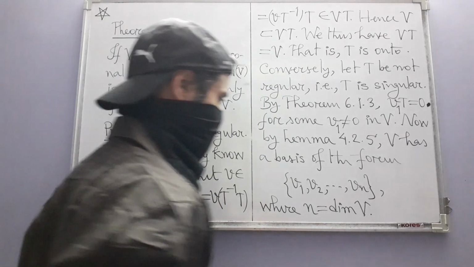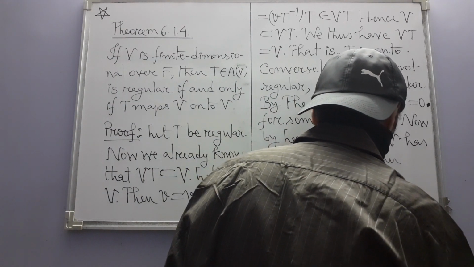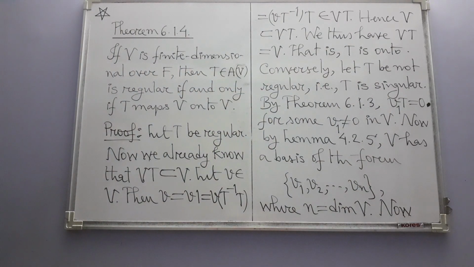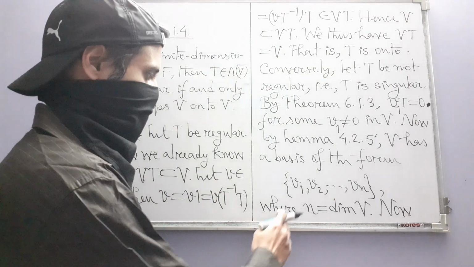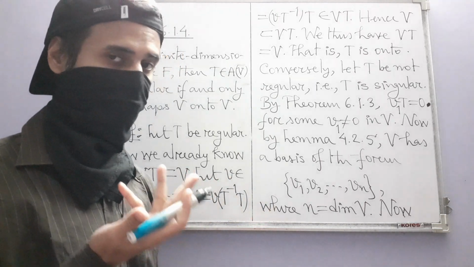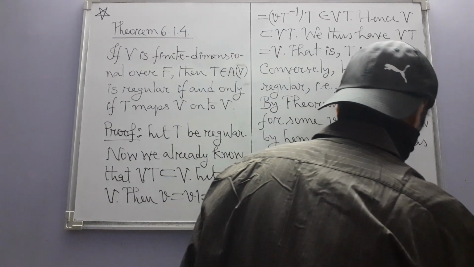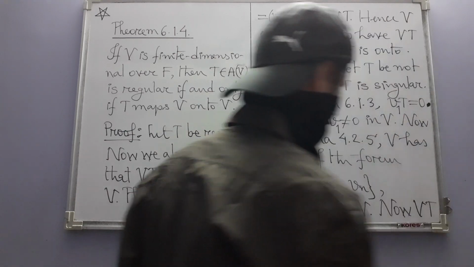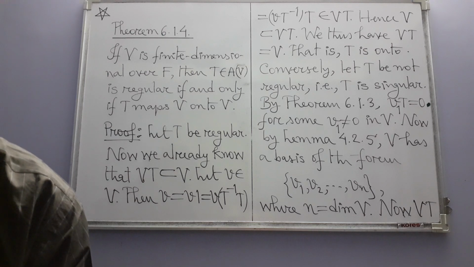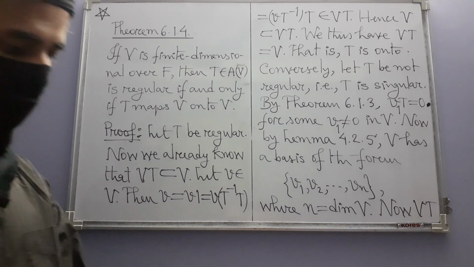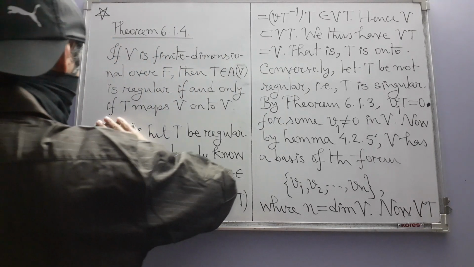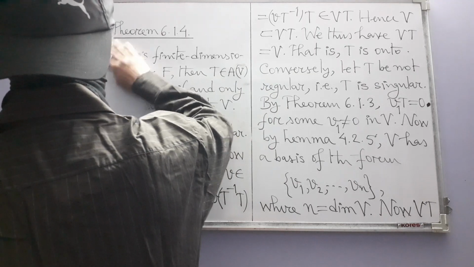Now, this implies what? This implies that every vector in V is a linear combination of these basis vectors, because that's what a basis does. And that in particular implies that the range of T, that is Vt, also is spanned by some vectors. Let me show you what I am talking about here.